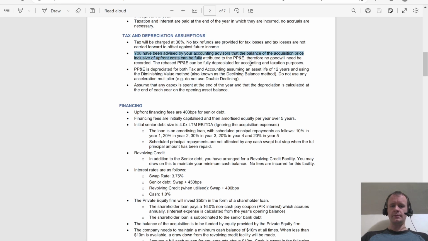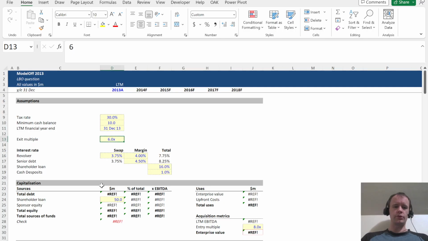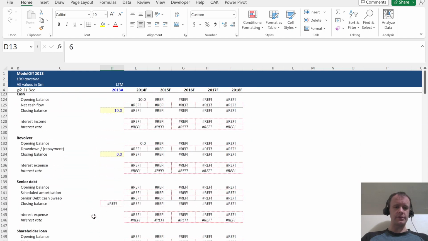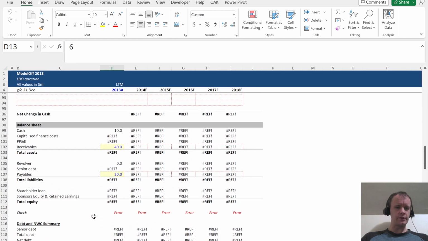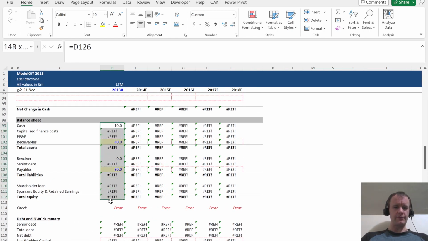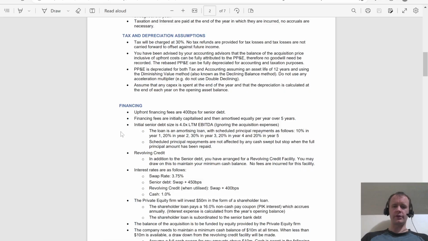Then this one, basically, what this is telling you is there's no goodwill. So once you've filled out the balance sheet, which obviously starts off very broken, where is it? It's here. Once you've filled out every other piece of the balance sheet except PP&E, it's just telling you PP&E is the balancing number there.